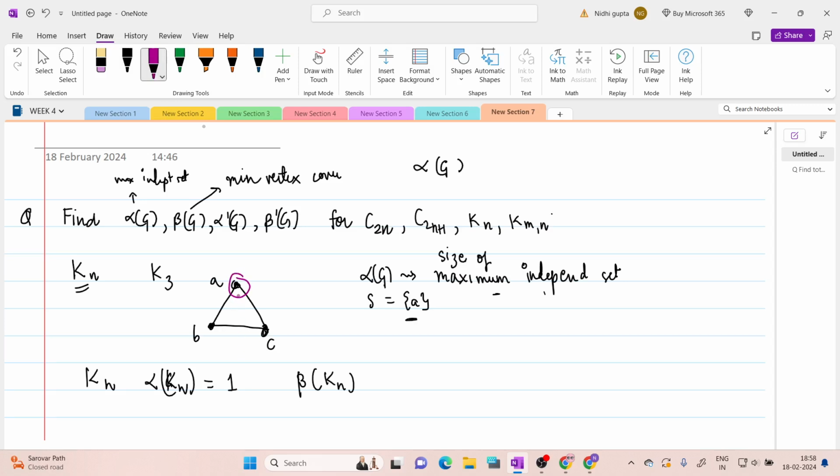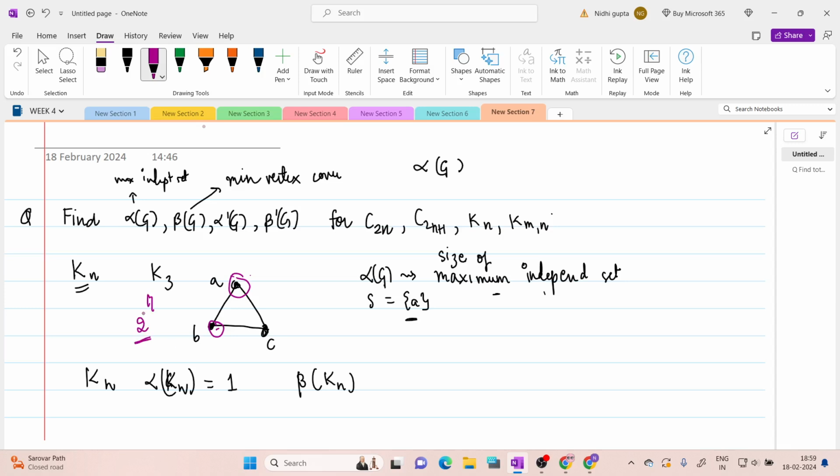So see, if you just take it to be A, then there is this edge BC which does not have any endpoint in S, so S equal to A cannot be a vertex cover, right? Then A comma B. Yes, A comma B is correct. So for K3 it is coming out to be 2.